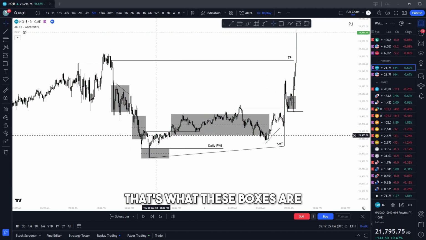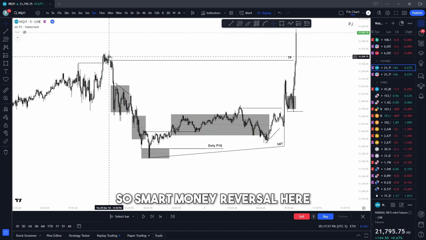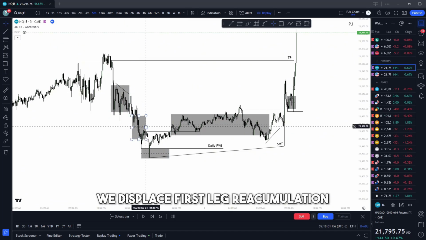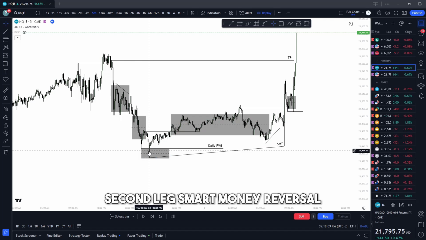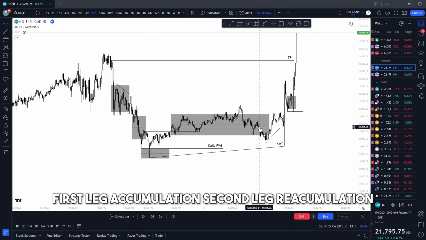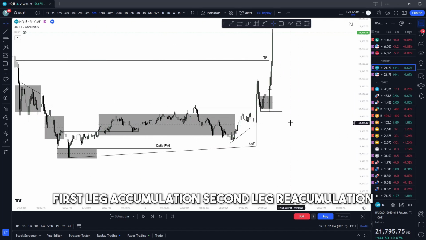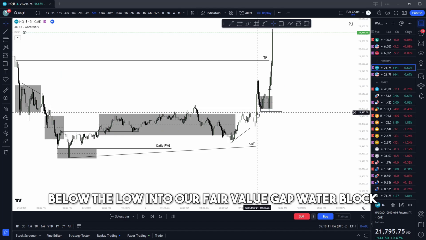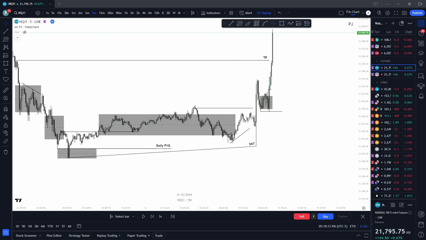That's what these boxes are. It's our smart money reversal here. Smart money reversal at the high, we displace. First leg reaccumulation, second leg smart money reversal, first leg accumulation, second leg reaccumulation, with our kiss of death right here below the low into our fair value gap order block.